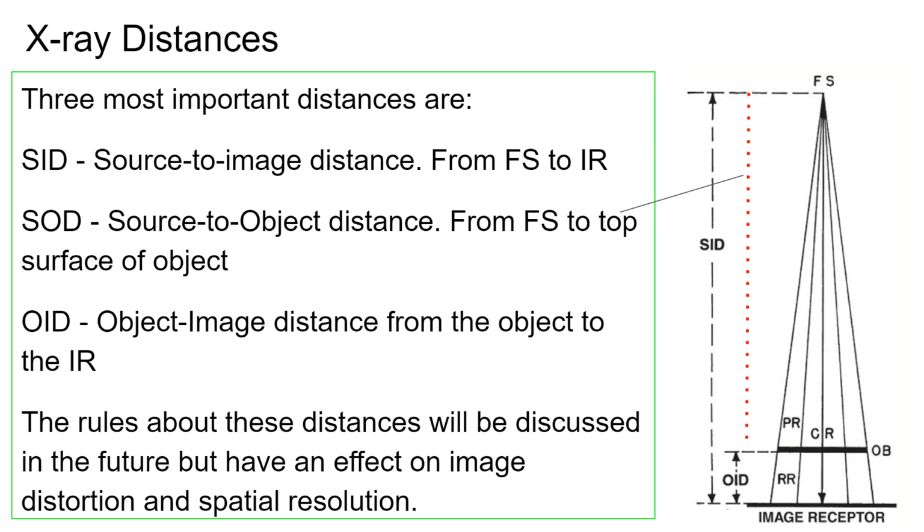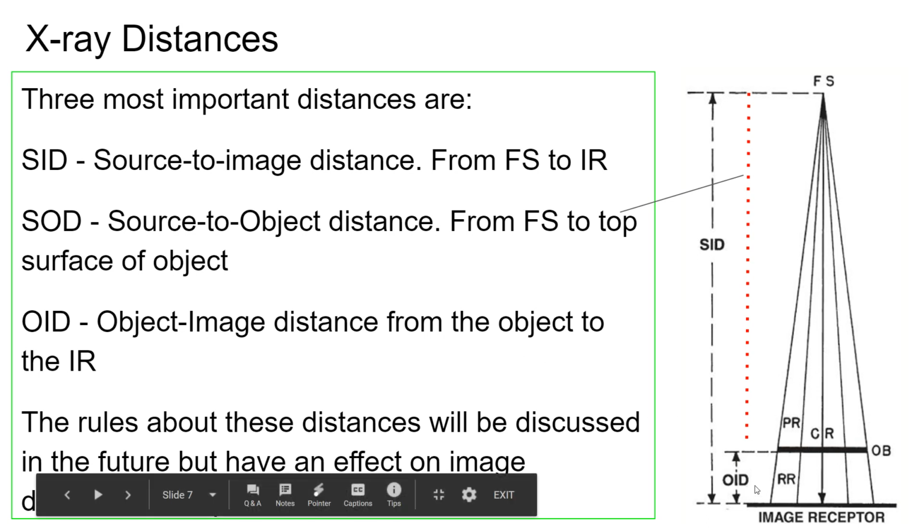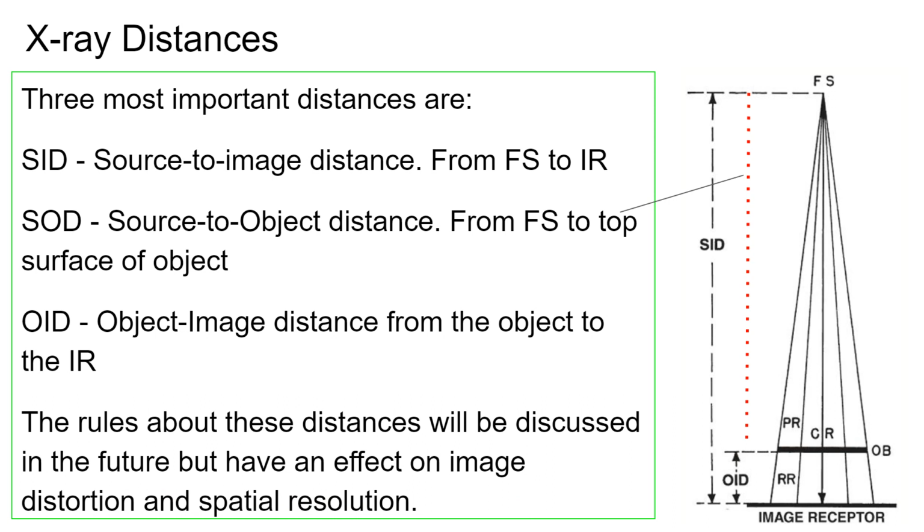The OID is pretty important. The object to image distance is from the object to the image receptor. And sometimes that distance is very little. If this is the image receptor, this is a cassette, and the patient's hand is here, the OID, the space between the hand and the image receptor, not much. If I'm doing the C-spine lateral and my shoulder's here, now I have some distance there between the image receptor and my C-spine. That's a good amount of OID.